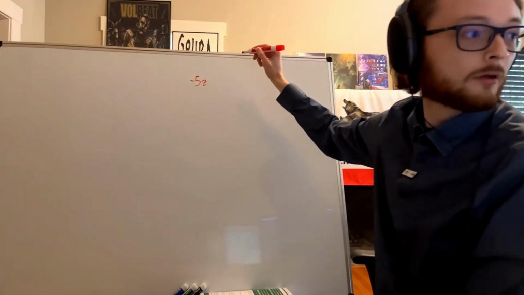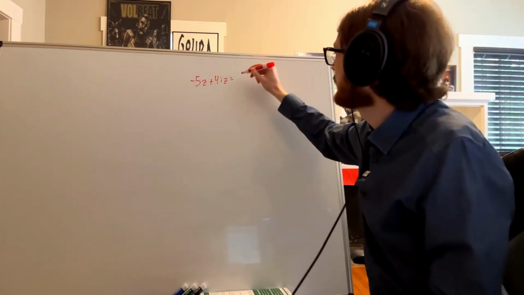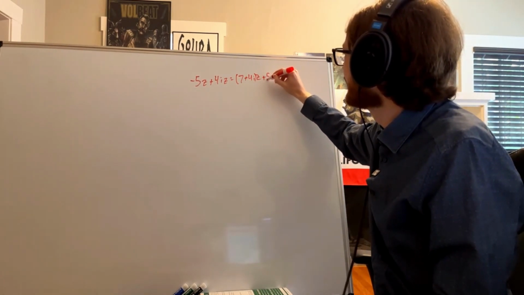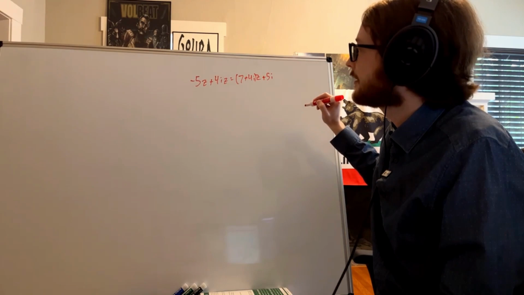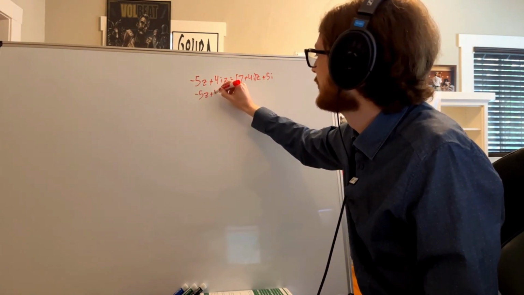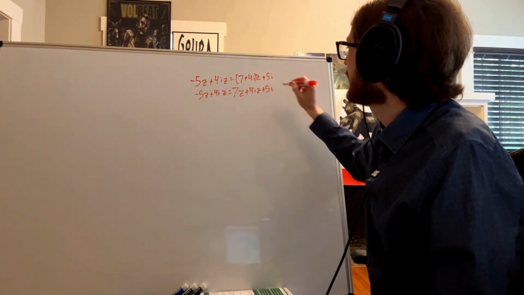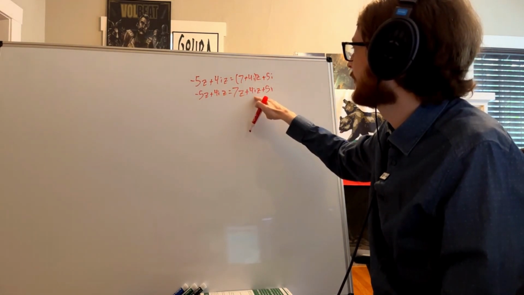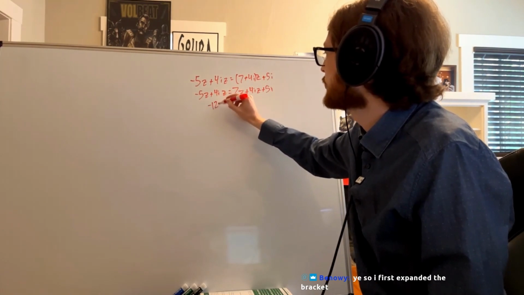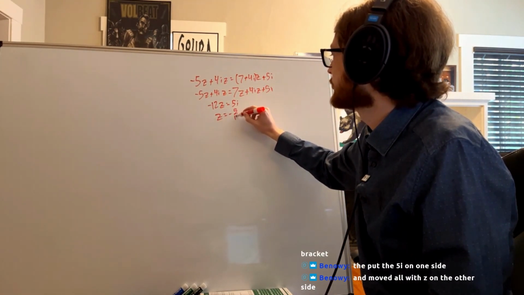Minus 5z plus 4iz equals 7z plus 4iz plus 5i. So I gotta imagine you distribute the z in, and then you can group like terms. 7z plus 4iz plus 5i. 4iz minus 4iz is 0. I'll bring that to the other side. Minus 12z is equal to 5i. So z equals minus 5 over 12i, which is what you got.